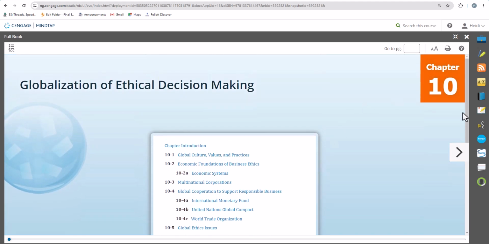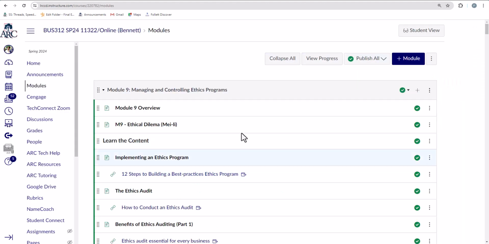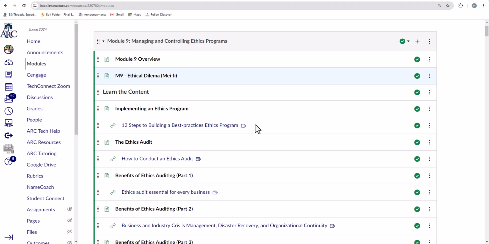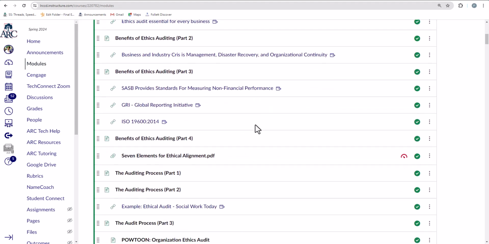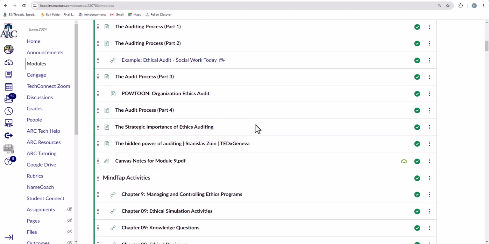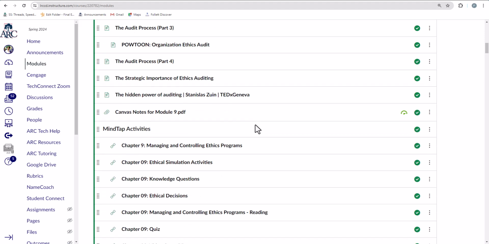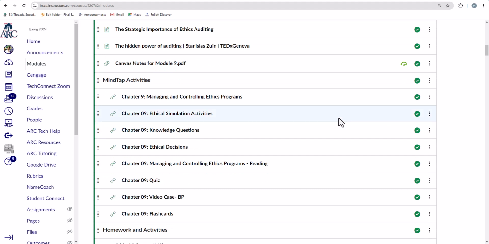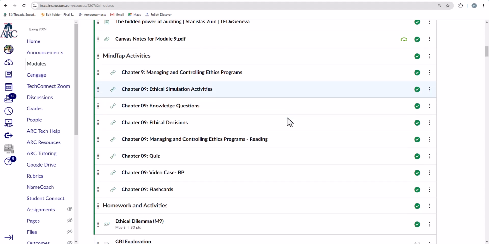Let's take a look at the modules. In each module, you'll have the case study or dilemma, learning the content, once again going hand in hand with the process of the book. I have additional resources, videos, and tools to help you learn. In the MindTap activities, we have some additional simulation activities and knowledge questions. Should you ever run across a problem with a video, please skip. I also will report any issues to the MindTap Activities Technical Support.